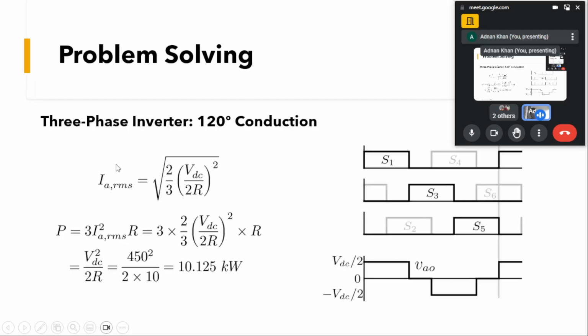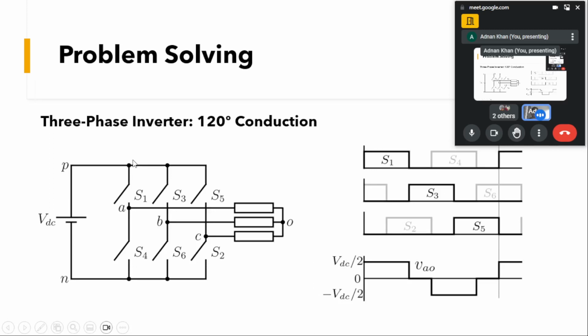Like we saw earlier, for the three-phase inverter in the 120-degree conduction mode, the waveform like we saw here will be conducting for 120-degree on.